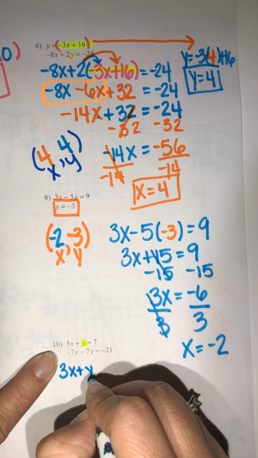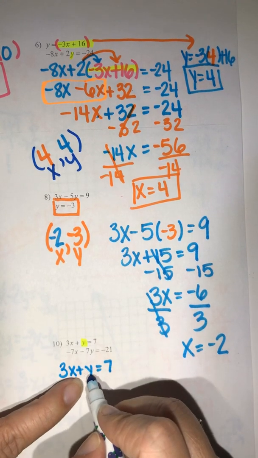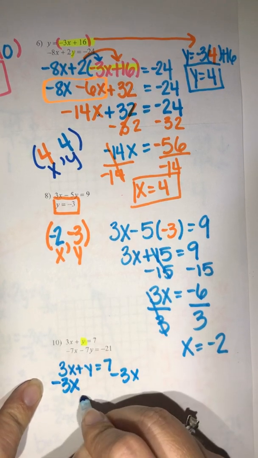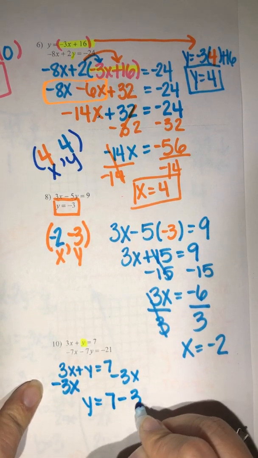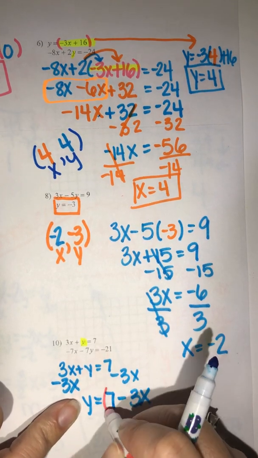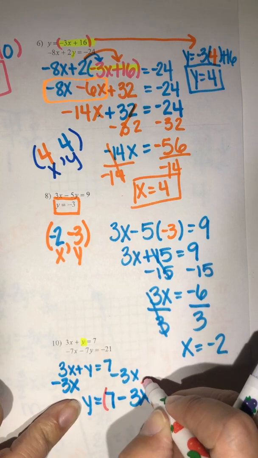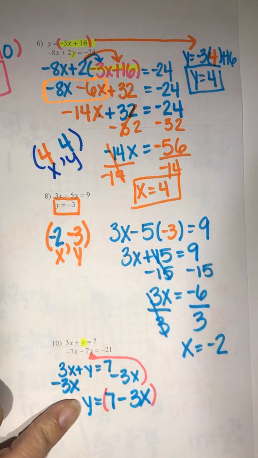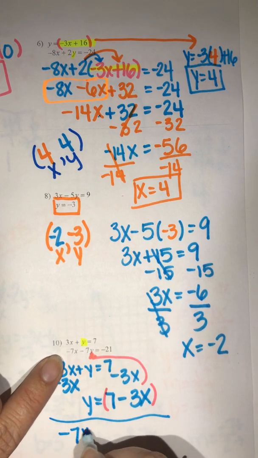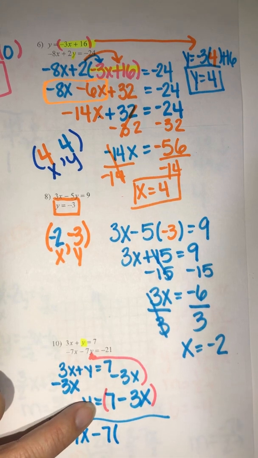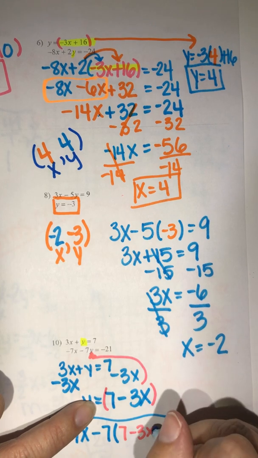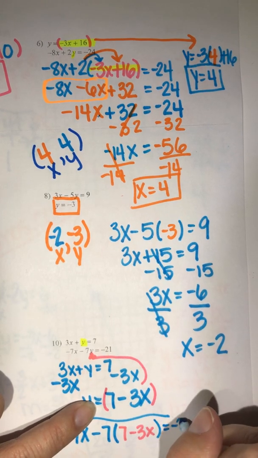3x plus y equals 7. My goal is to get this thing by itself, so I got to get rid of 3x on both sides. That gives me y is equal to 7 minus 3x. The next step is to take everything that y is equal to and plug it into the other equation where the y is. So I'm going to plug it in here, and it's going to say negative 7x minus 7 times everything that y was equal to. So that's 7 minus 3x. And that's equal to negative 21.